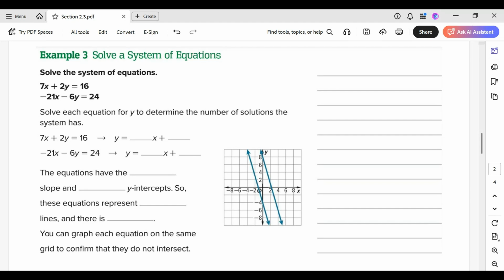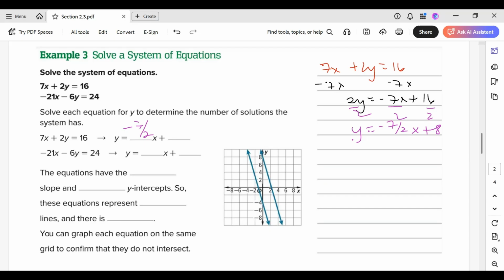In example 3, it says solve the system of equations. We have 7x plus 2y equals 16 and negative 21x minus 6y equaling 24. So we're going to start again with our first equation, which is 7x plus 2y equaling 16. We look to see if they have a common number. They don't. So we are going to subtract 7x to the right. It will become 2y equals negative 7x plus 16. And then divide everything by 2 to reduce, and get y equals negative 7 halves x plus 8.